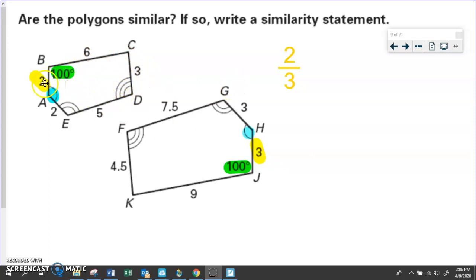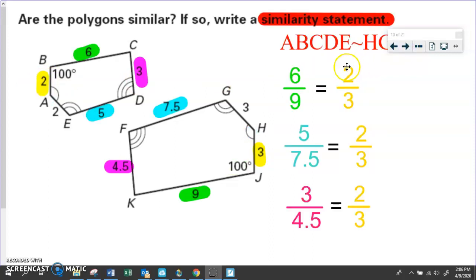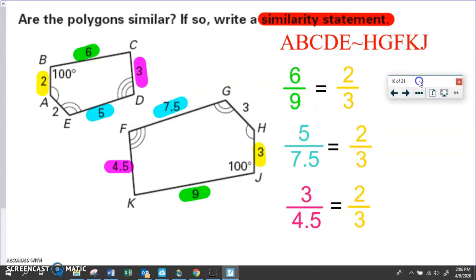Now we just got to check the sides. Now there's two sides that are 2 and two sides that are 3 over here, so we'll have to do that once. So that's going to give us 2/3. And then if we look at all the other corresponding sides, 6 corresponds to the 9, so we write that as a ratio and reduce it, and you get 2/3. 5 over 7.5, write that as a ratio. When we reduce that, we get 2/3. And then 3 over 4.5. When we reduce that, you get 2/3. So all of the corresponding side lengths will reduce to the same fraction, so that means they're all proportional.